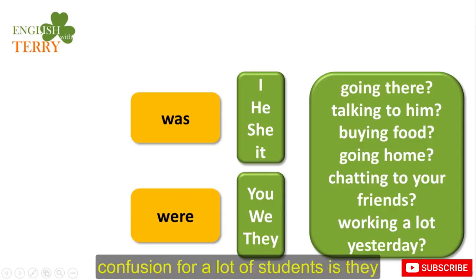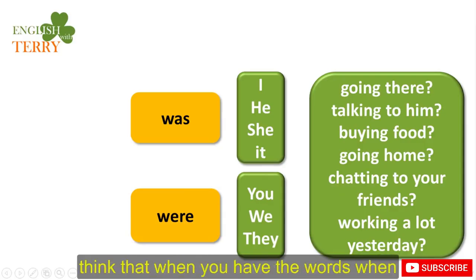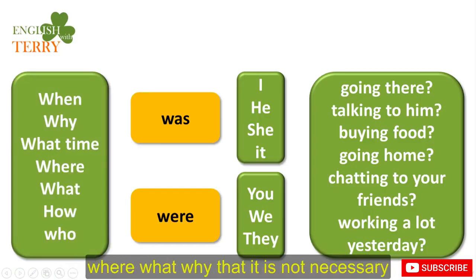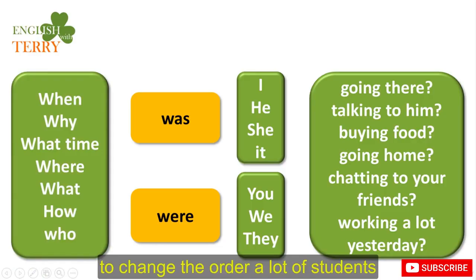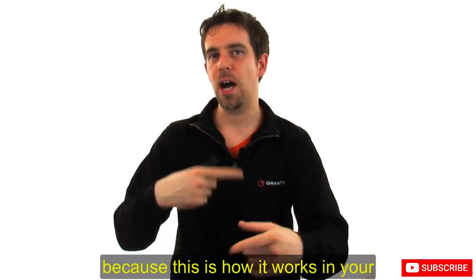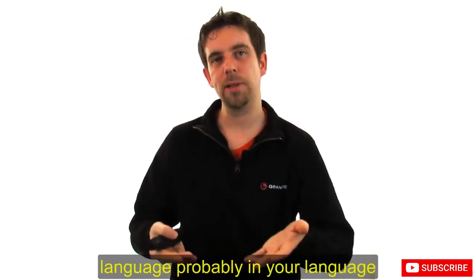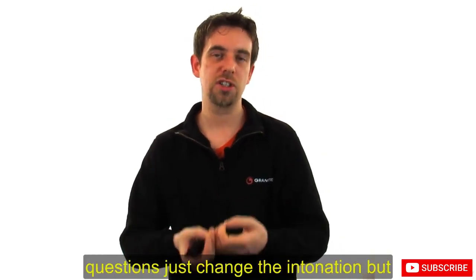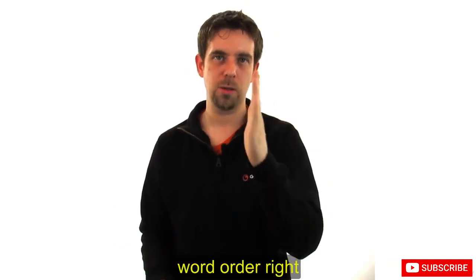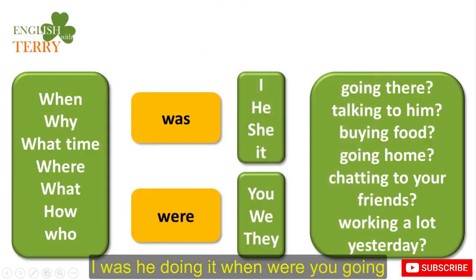A point of confusion for a lot of students is they think that when you have the words when, where, what, why, it is not necessary to change the order. A lot of students believe that when you have what, it's not necessary to change the order. It's like what he was doing, because this is how it works in your language. Probably in your language, questions just change the intonation. But in English, you must have the correct word order, right? Why was he doing it? When were you going there, etc.